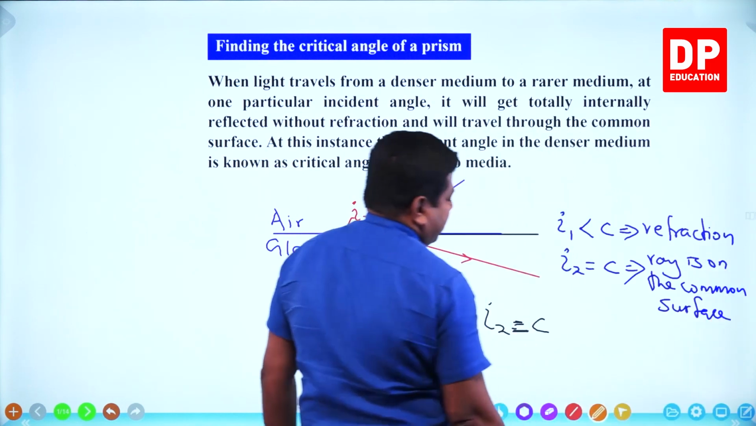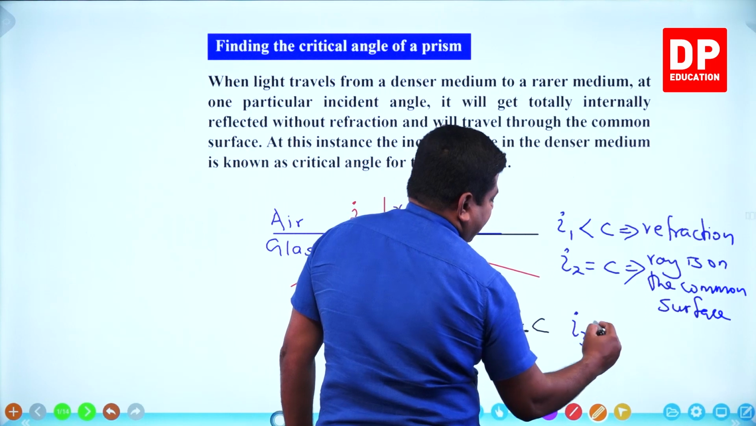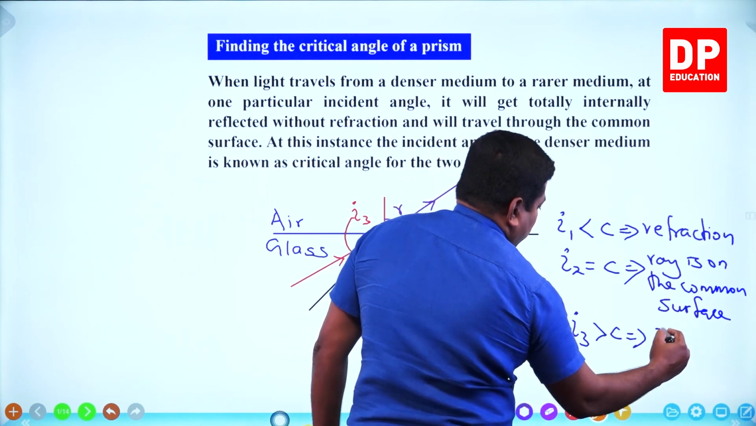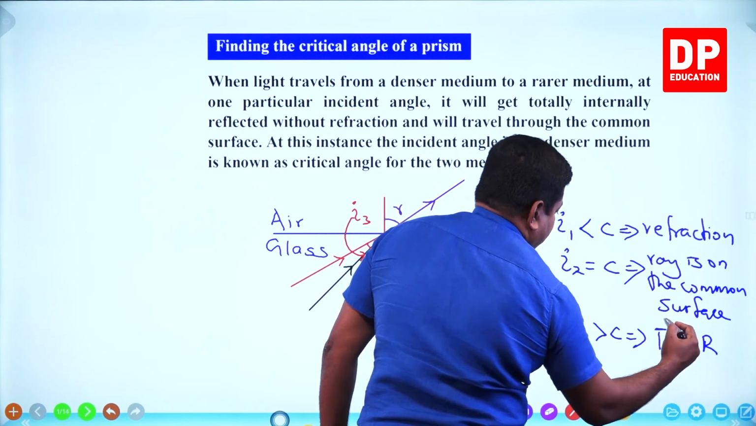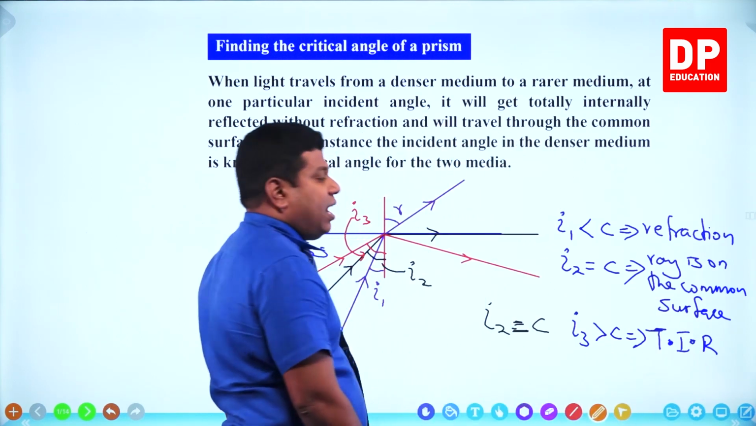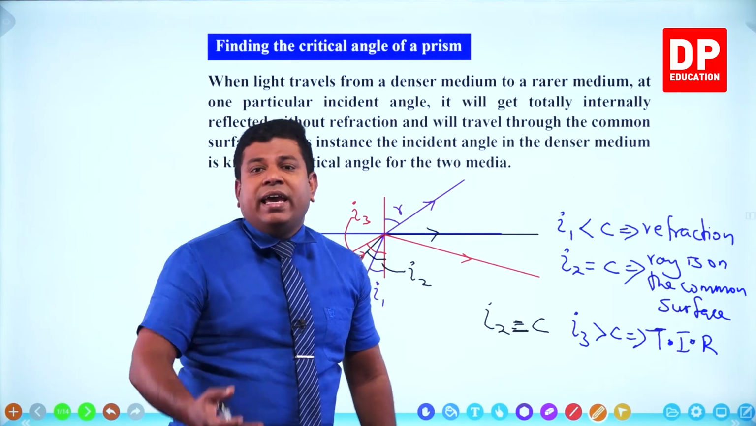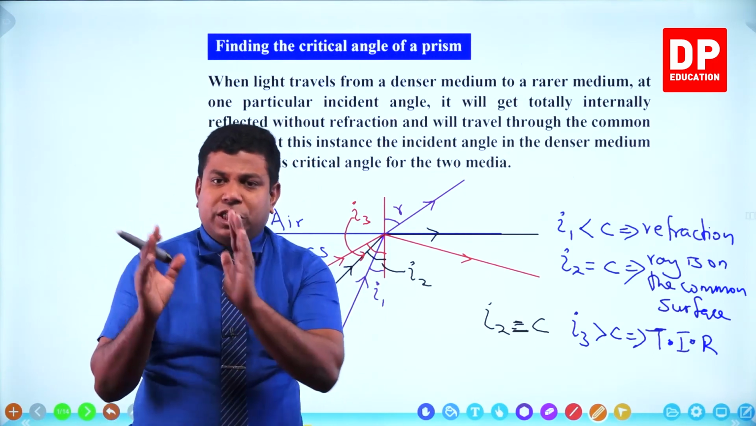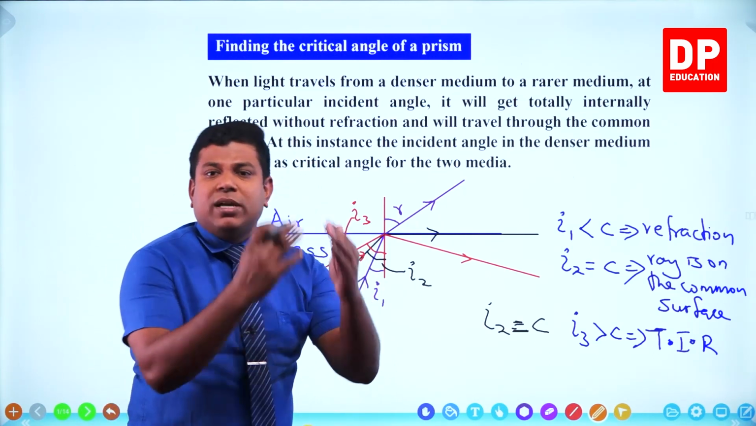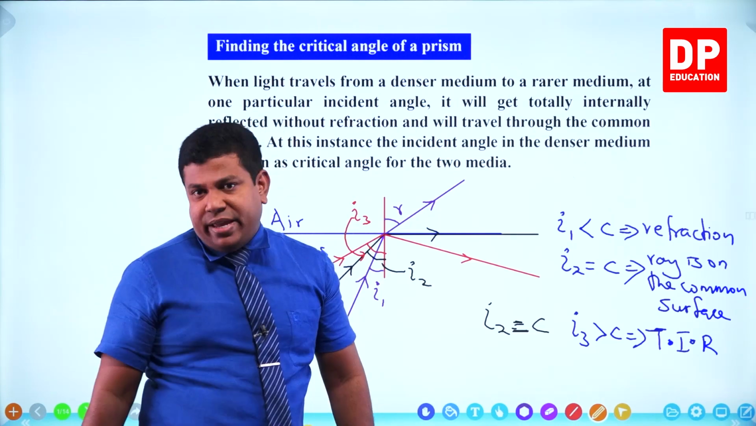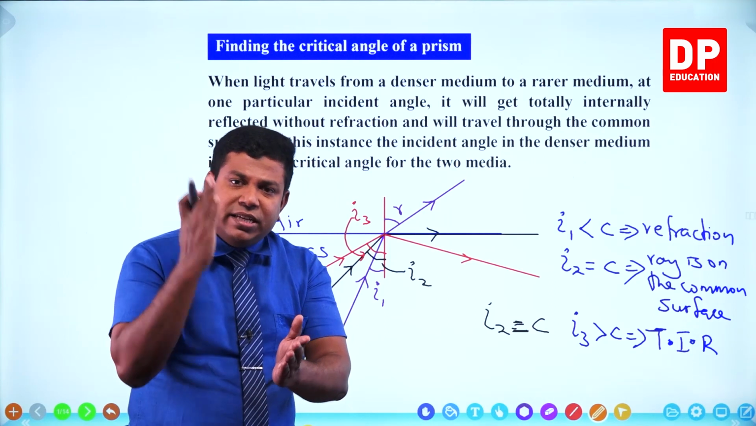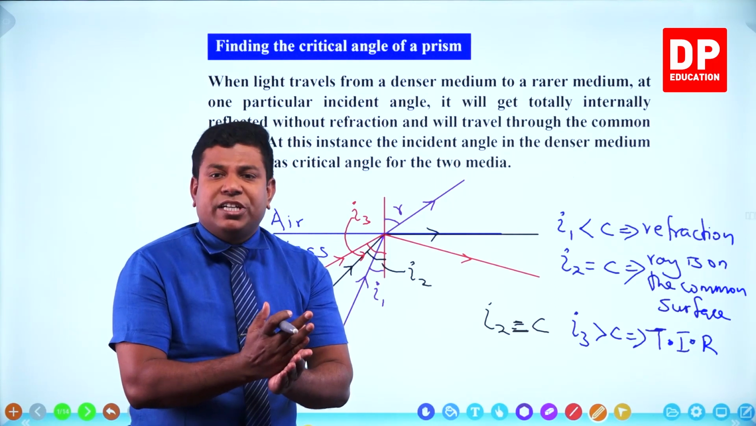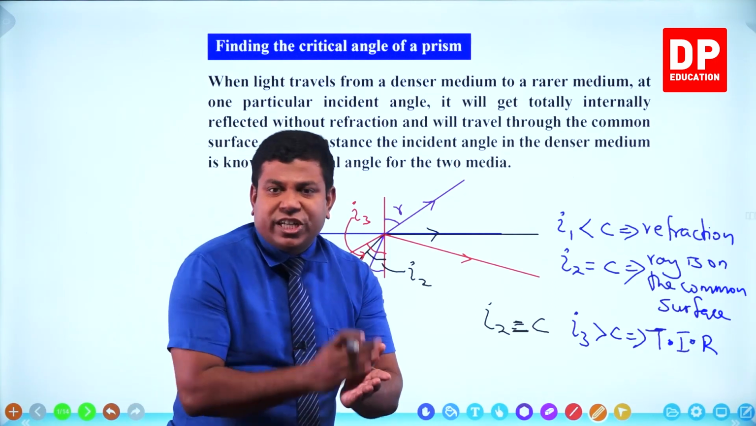On the common surface, if the incident angle I3 is greater than C, total internal reflection happens. Sometimes they ask this in the exam. They give a ray and say the critical angle is this much and the incident angle is this much. Complete the path of the ray. So you need to check there whether the incident angle is greater than the given critical angle or less than the critical angle.